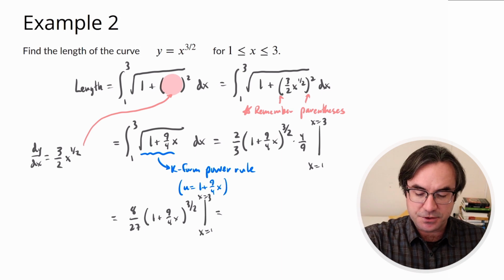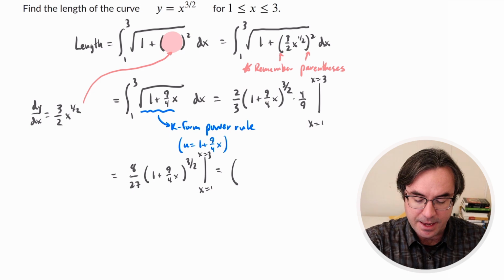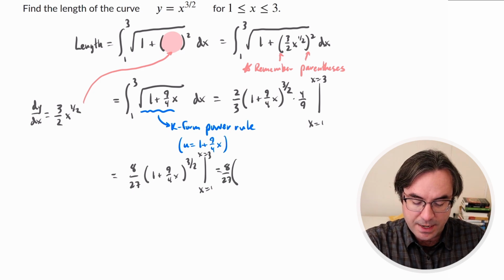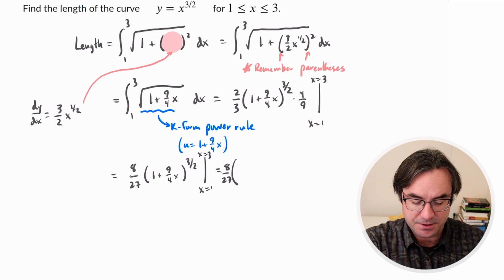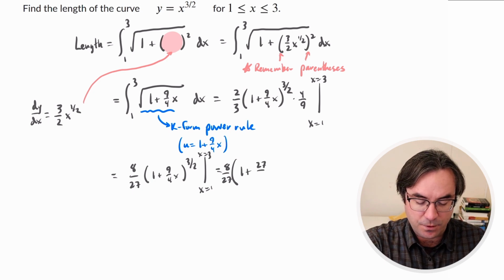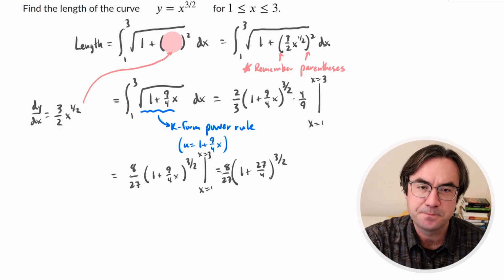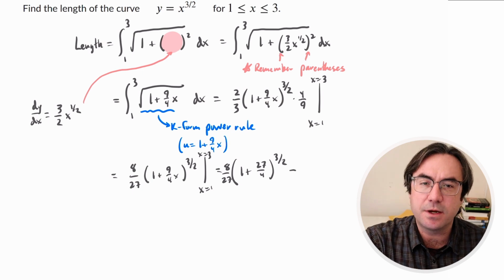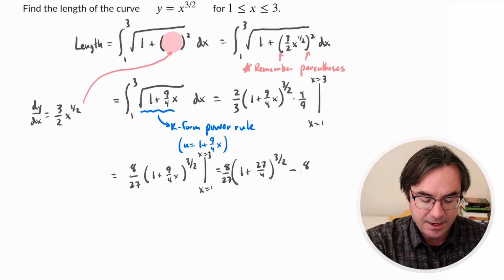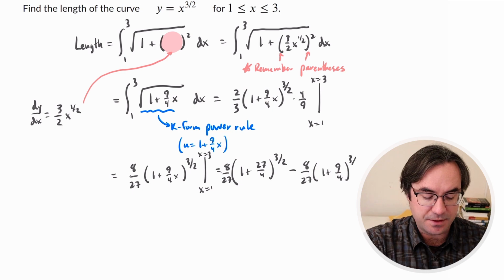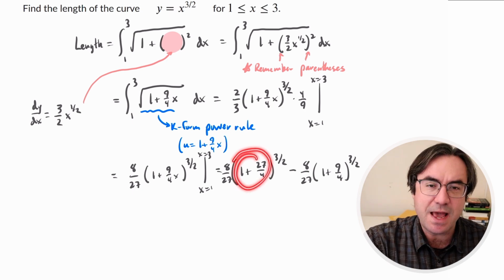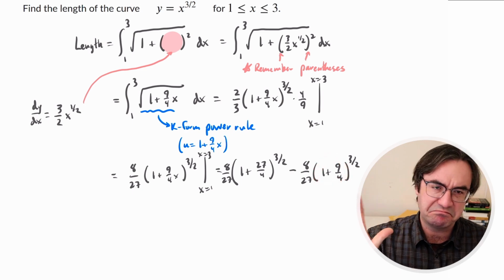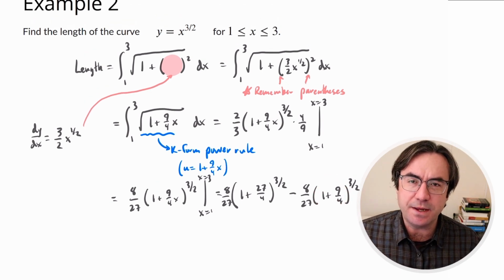So top number goes in first, and when we do that, we end up with, what do we get? We plug 3 in, and we get 1 plus 27 over 4, raised to the 3/2 power. And then we subtract, and we plug in the 1. So we get 8 over 27, (1 plus 9 over 4), raised to the 3/2 power. Perfectly fine to just leave it like that. If you wanted to, you could add the terms together here, but that's fine. All right, so we get our length.